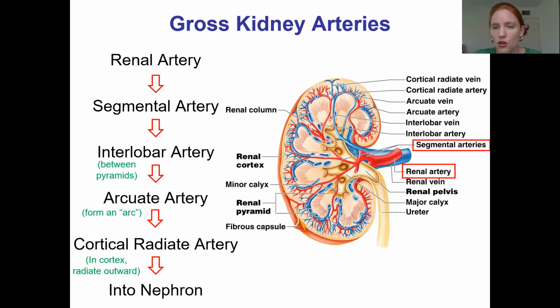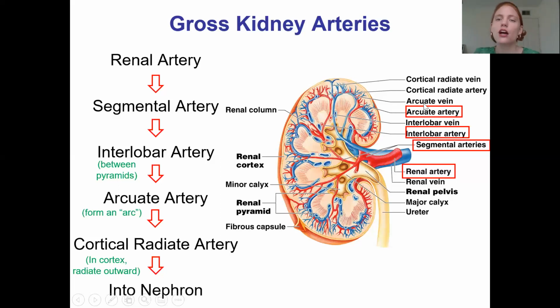And when they're running through the columns, those are called the interlobar arteries. So remember that inter means between. That helps me remember that they're between the pyramids. So the red vessels, the red arteries running between the pyramids, are going to be the interlobar arteries. And then you'll notice that the interlobar arteries arc around the top of the renal pyramids. When they make a little rainbow arc, those are called the arcuate arteries.